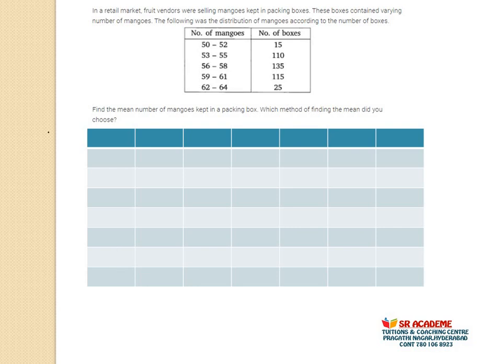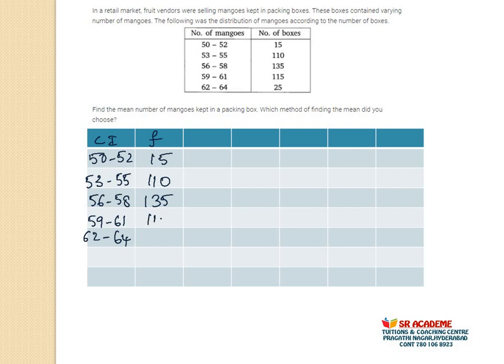Yes? Okay. First of all, for every problem what we need to do, we need to write class interval and frequency, whatever is given in the question. So this is my class interval, 50 to 52, 53 to 55, 56 to 58, 59 to 61, 62 to 64. Now write the frequency: 15, 110, 135, 115, 25.